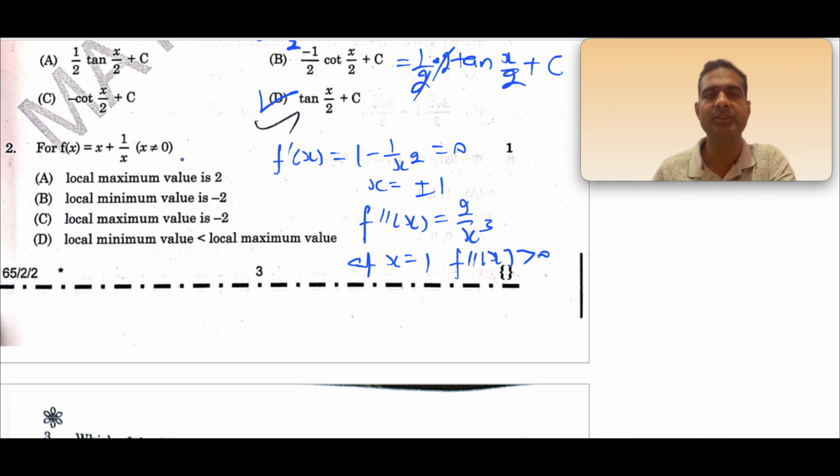So the function will have its local minimum value at x equal to 1, and the local minimum value, if I substitute x equal to 1 in this function, will be 2. But the option says the local minimum value is minus 2, so this is not possible.